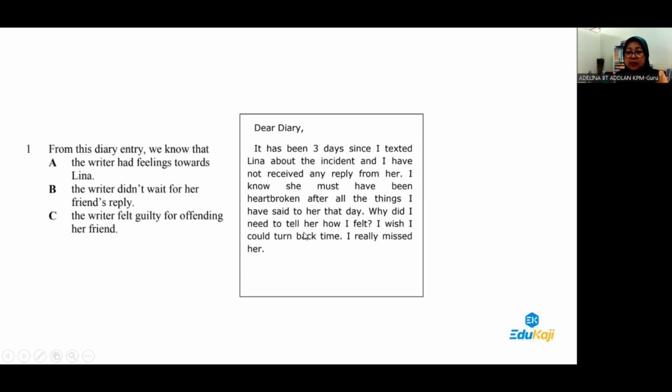Why did I need to tell her now? I wish I could turn back time. Here is the element of regretfulness. How I wish I could turn back time, it should not have happened if you could take back the time. Definitely the answer is C. See, like I said, it is that clear cut.